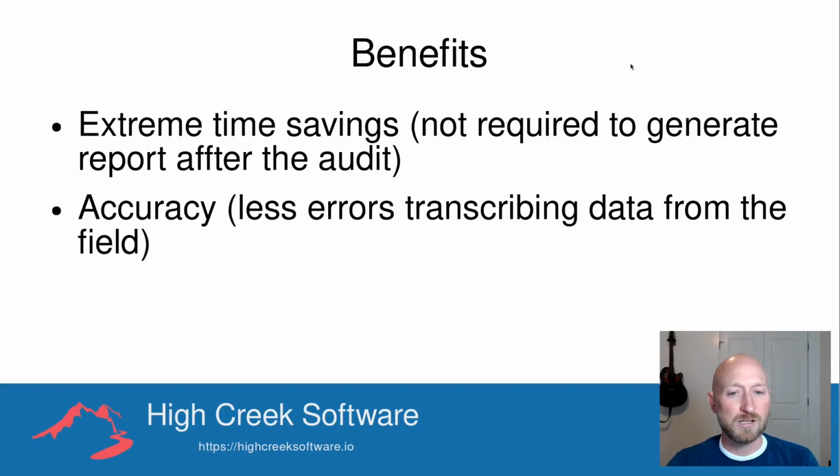So we can get accuracy, so less errors from transcribing data from the field. So if you think about it, you're standing in the dark, in the cold, with a flashlight, a clipboard, and a pen. You're trying to write all this down. It can be kind of challenging, but if you've got your phone, you've got your app there, you're able to put the data in, you're able to see easily because your phone is lit. You can verify the data before you save it. So just all kinds of accuracy improvements.